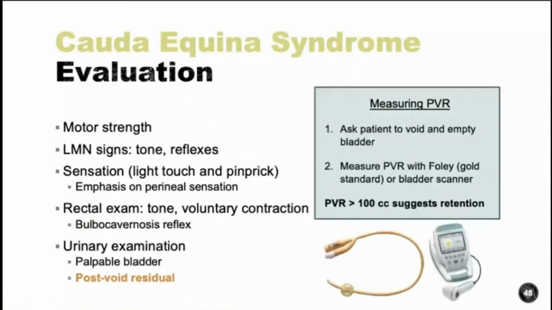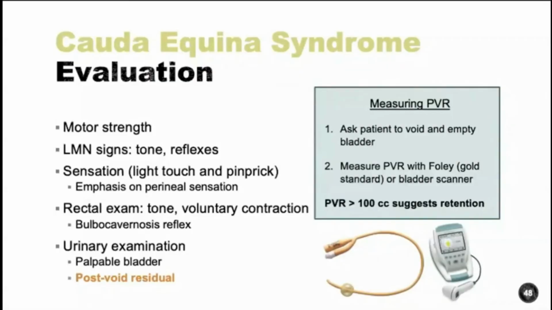And the last thing is a urinary examination. So patients who have a lot of urinary retention may have even a palpable or very full bladder. And then it's important to check a post-void residual. And this is remarkably easy to do. The gold standard is to place a Foley catheter as opposed to using a bladder scan. But essentially, you ask the patient to void and then measure how much urine is left in their bladder. And I say using a catheter to actually drain the bladder is probably better than a bladder scanner, because the sensitivity of bladder scanners is pretty low, unfortunately.